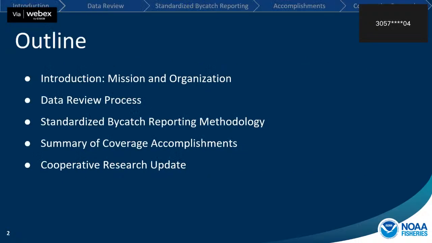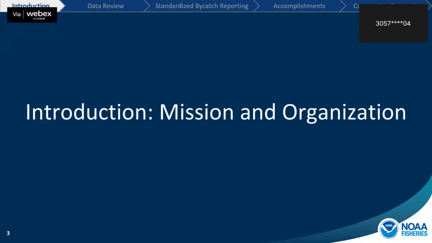So the outline today that we'll be touching upon is what our mission and organization does. I'll be touching upon 4 additional items: our data review process, the SBRM, the Standard Bycatch Reporting Methodology, a summary of our coverage accomplishments, and also an update on our Cooperative Research Branch. Next slide, please. So first is the introduction to our mission and organization. Next slide. Thank you.